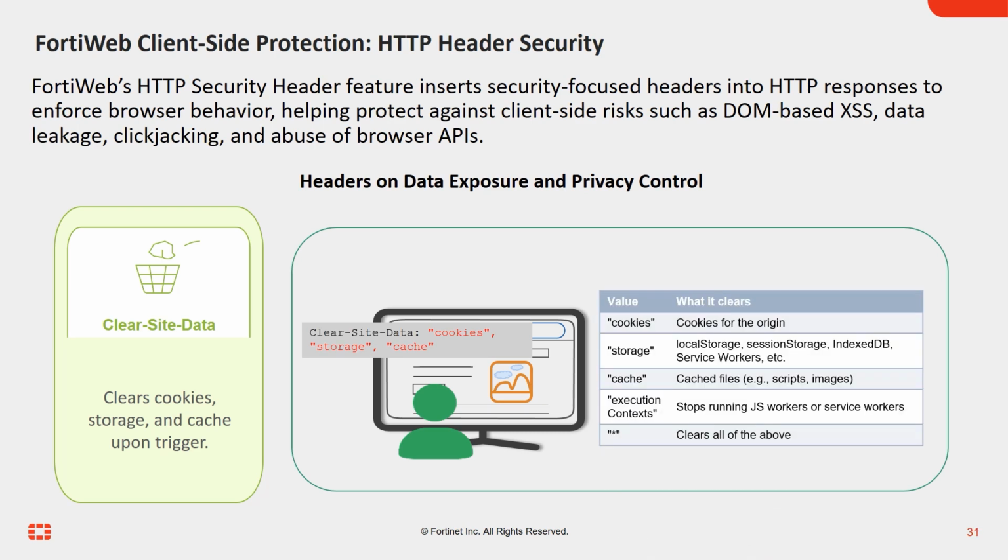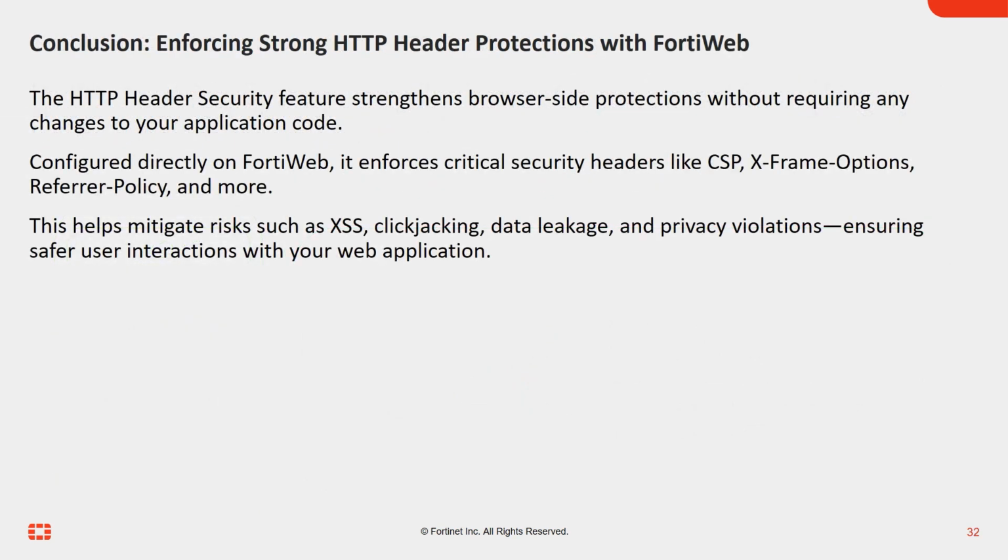This table lists all the values supported by the Clear-Site-Data header. To sum it up, the HTTP Header Security feature strengthens browser-side protections without requiring any changes to your application code. Configured directly on FortiWeb, it enforces critical security headers like CSP, X-Frame-Options, Referrer-Policy, and more. This helps mitigate risks such as XSS, clickjacking, data leakage, and privacy violations, ensuring safer user interactions with your web application. Thanks for watching.